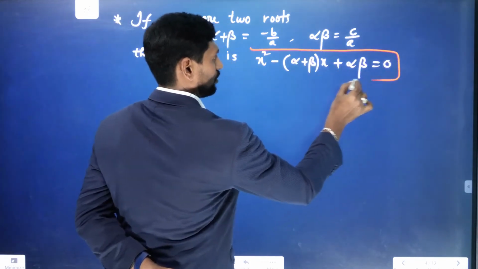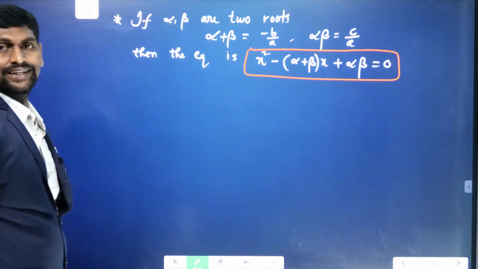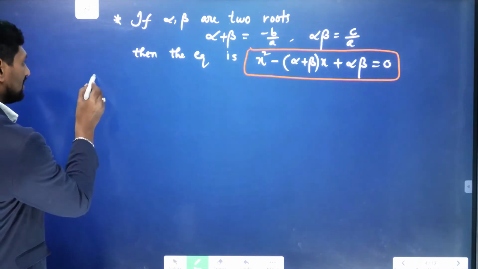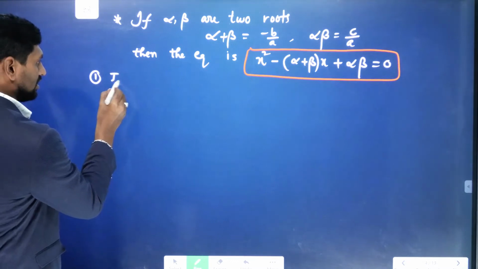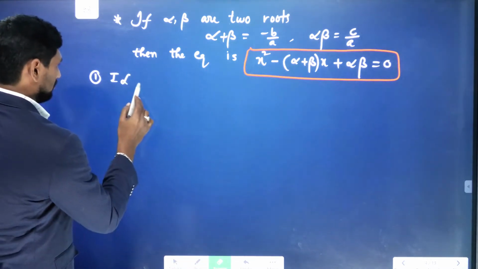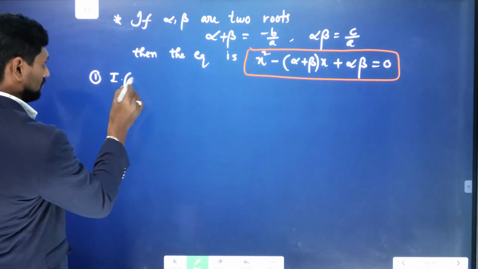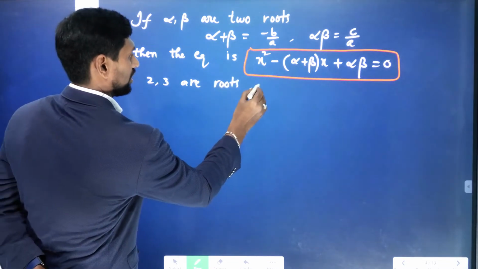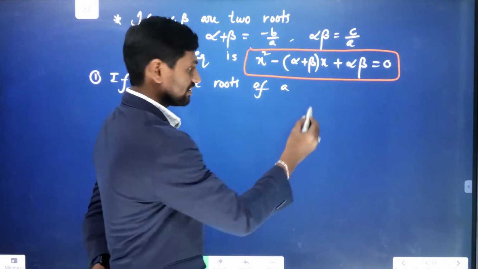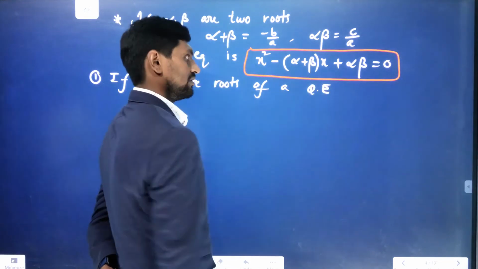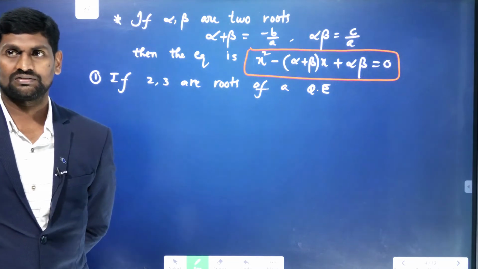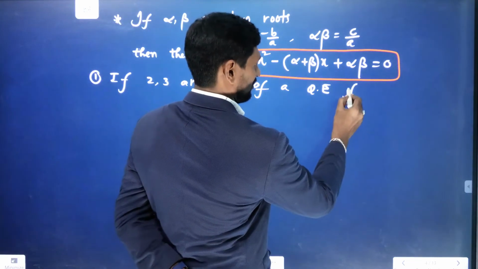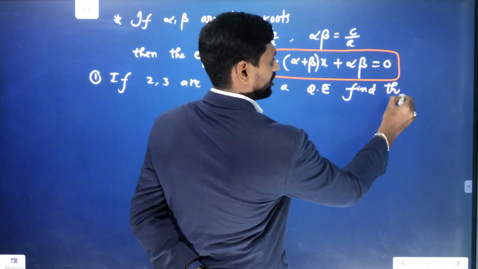Now here we are doing some problems. Now we go for the next topic. Let us take one example. If 2, 3 are the roots of a quadratic equation, find the quadratic equation.